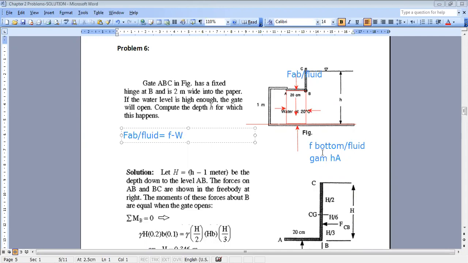It's gamma of water, yes or not? Yes. So if you do gamma of water times H times A, it's equivalent to what? It's equivalent to the weight of this rectangle of water, okay? Because if I have water filling the whole part, and I want to find the corresponding weight, I will do gamma times the whole volume. What is my whole volume here? It's small h times A.